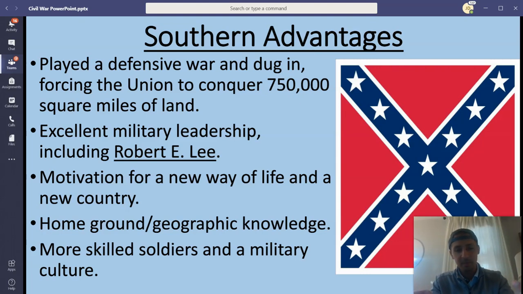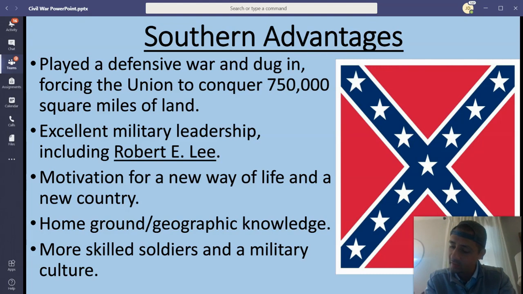But they could basically sit back and say, you know what, we're going to live our life. If you want to come into ours and try to take us over and try to stop this rebellion, bring it on. So they basically dug in. They played more of a defensive war. And they forced the Union to conquer their land that they knew very well, 750,000 square miles of land.